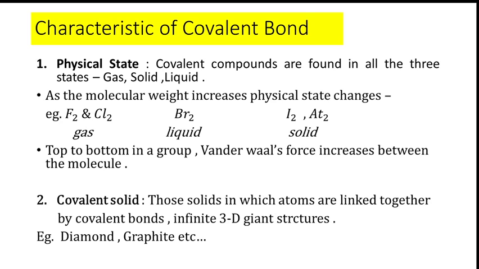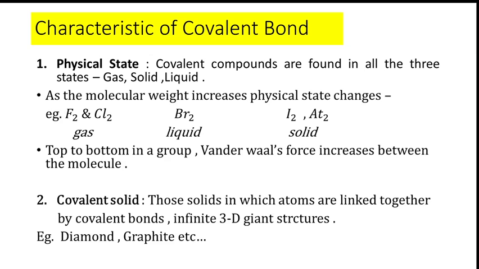Next is characteristics of covalent bond. Number 1 characteristic is its physical state. Covalent compounds are found in 3 states, that is gas, solid and liquid. As the molecular weight increases, physical state changes from top to bottom because van der Waals force of attraction increases between the molecules. Now if we talk about halogens from top to bottom in group number 17, fluorine and chlorine have gaseous states while bromine has liquid state, and iodine and astatine have solid state.